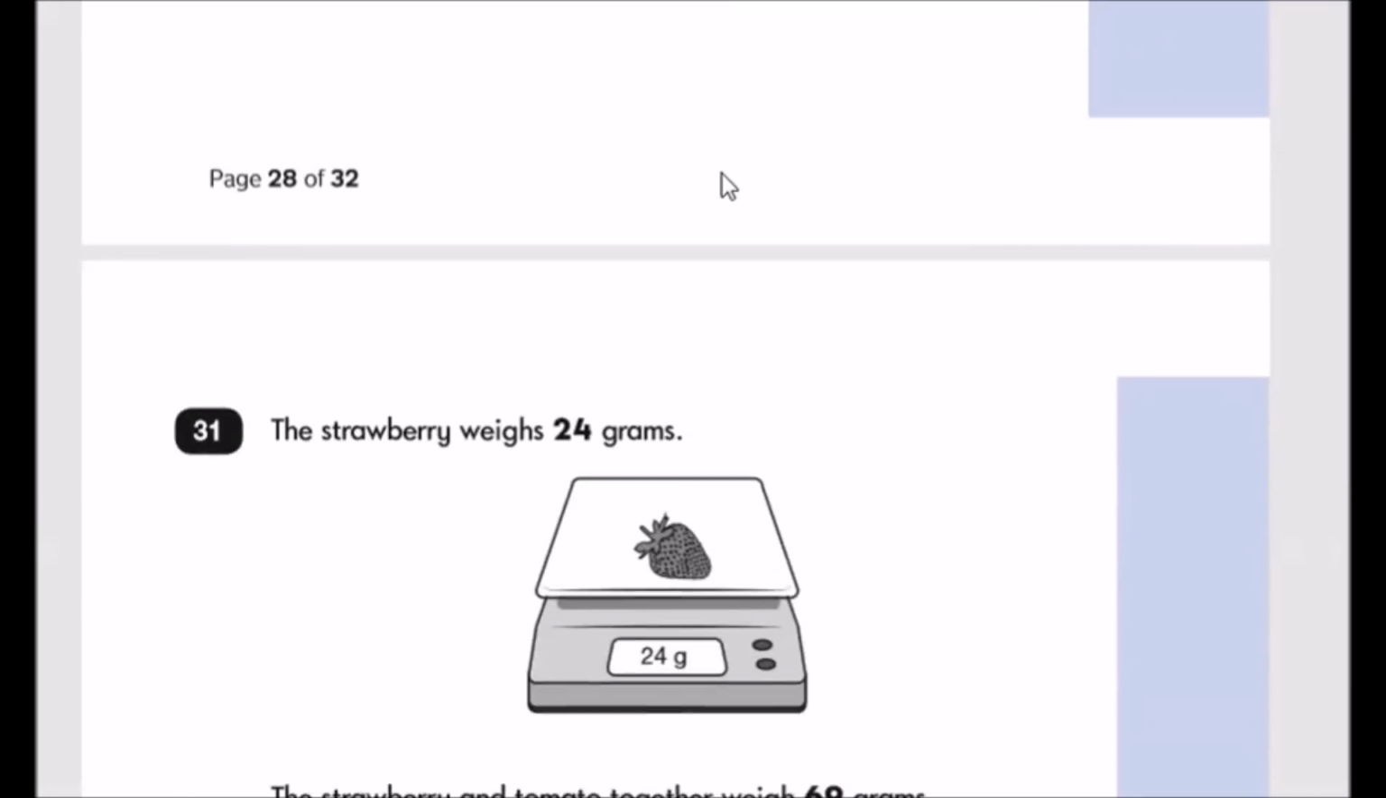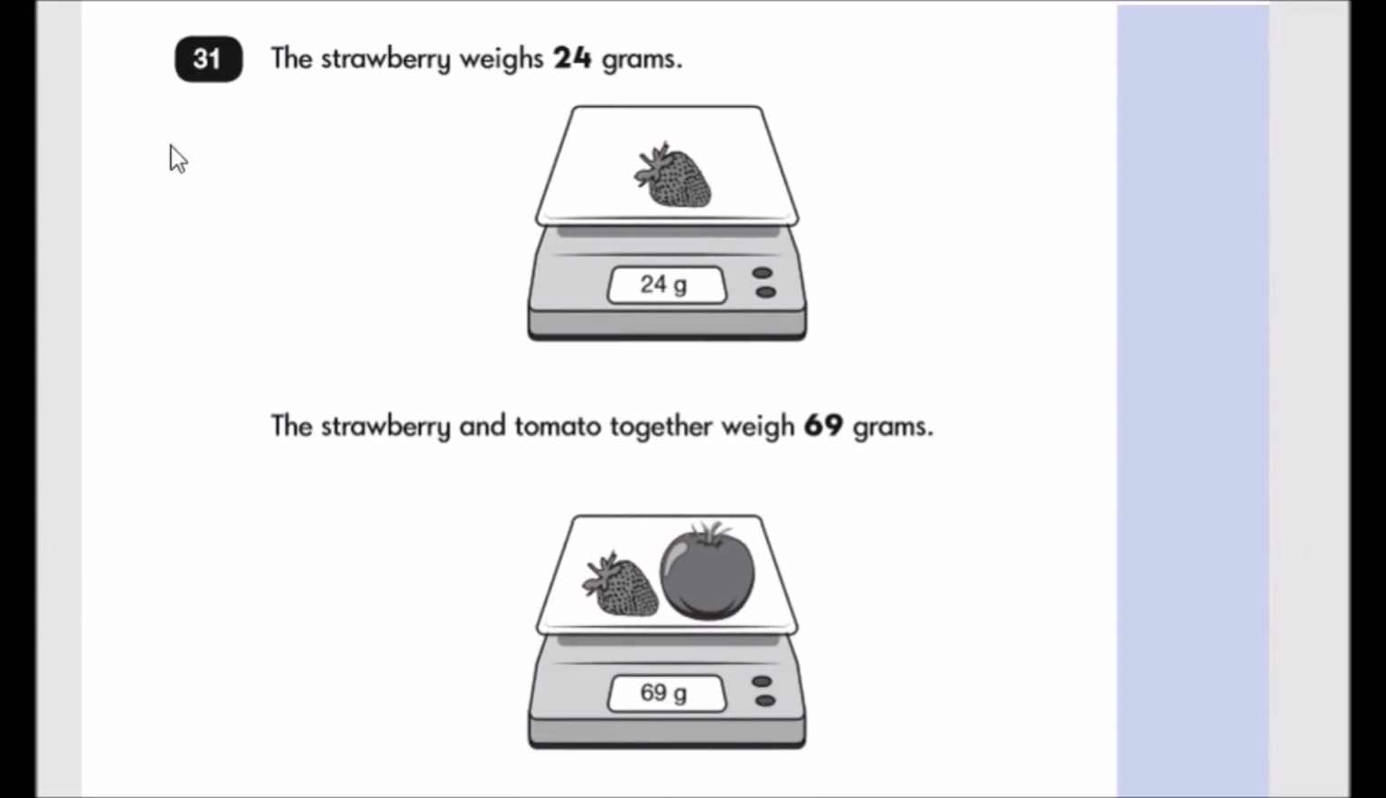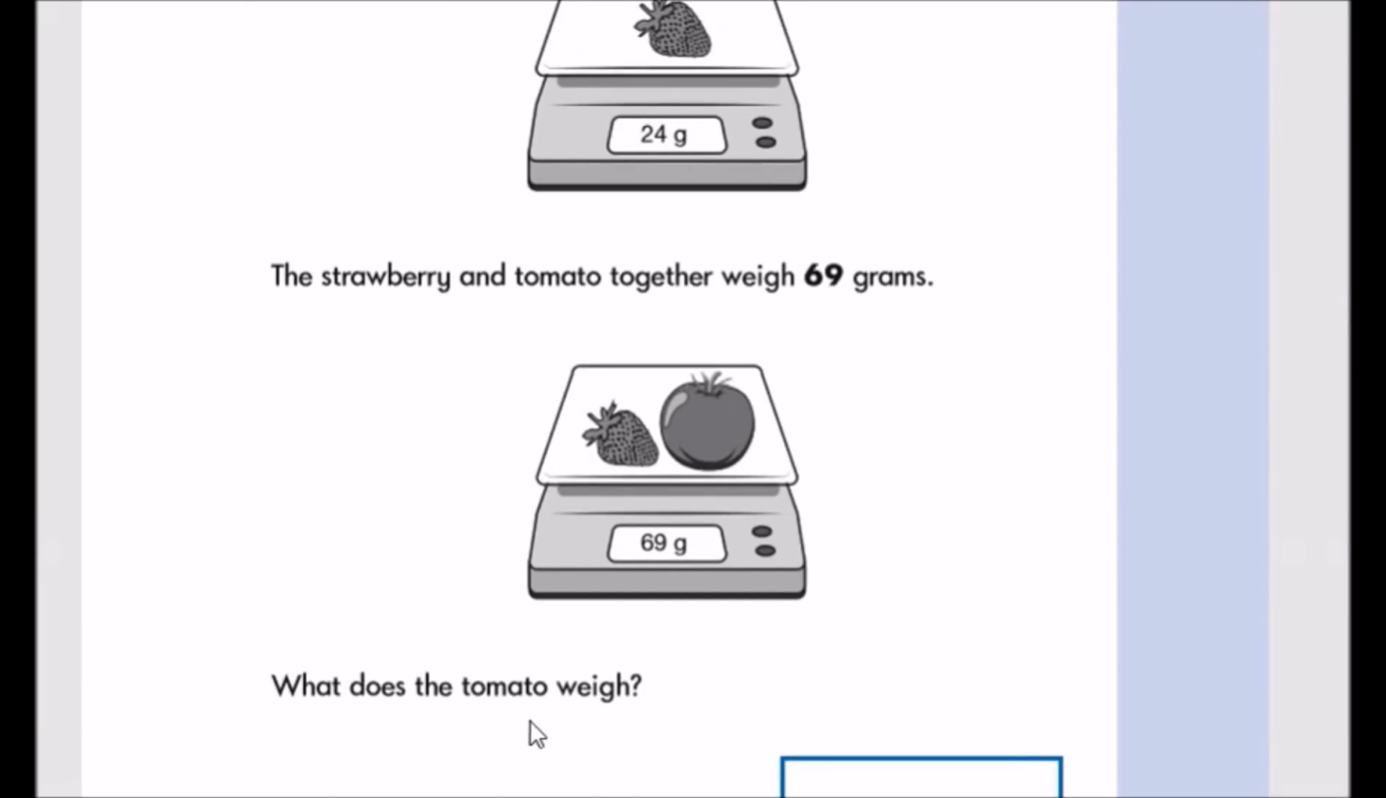Okay, good. Final question of the day, guys. Final question. So if you kept up here, then well done. Seriously, give yourself a pat on the back because you are simply amazing. Now let's do this. So the strawberry weighs 24 grams. I really like strawberry. The strawberry and tomato together weigh 69 grams. So you've got 24 and adding a tomato went up to 69 grams. What does the tomato weigh?